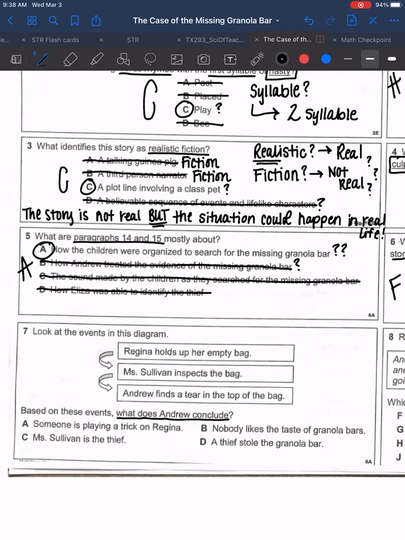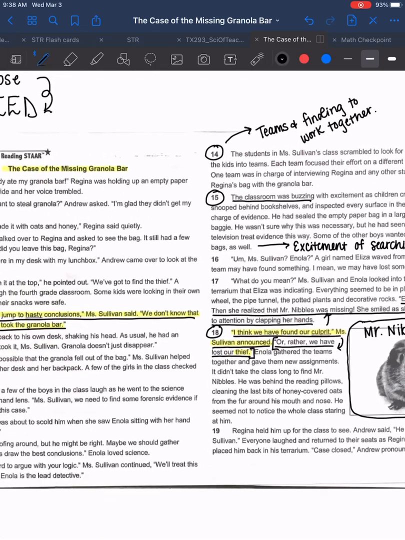So let's look at our answer choices and see before we go. So that way, in case we hear it, we know. Someone is playing a trick on Regina. Nobody likes the taste of granola bars. Miss Sullivan is the thief. A thief stole the granola bar.